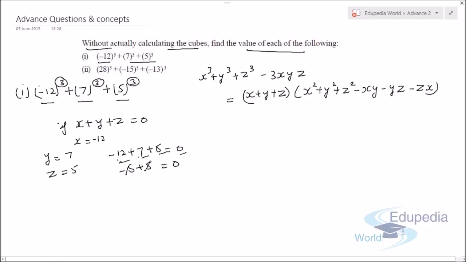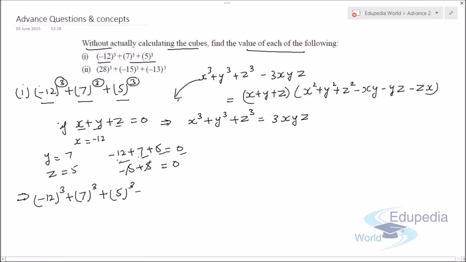So we can apply the special note we have discussed for this identity, that if x plus y plus z equals 0, then x cube plus y cube plus z cube equals 3xyz. So minus 12 whole cube plus 7 whole cube plus 5 whole cube can be written as 3 into minus 12 into 7 into 5.